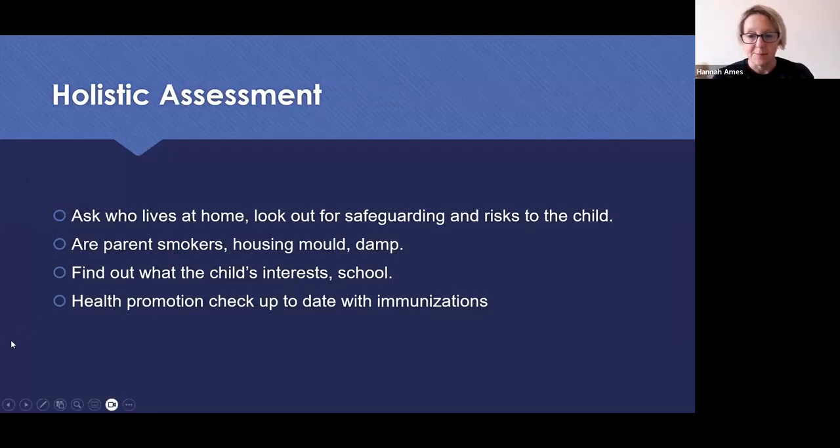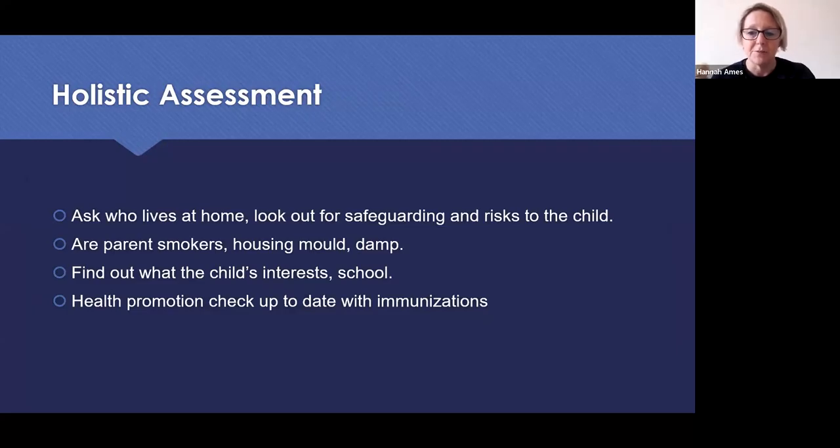In terms of your holistic assessment, so again, your focus here is going to be on the asthma. You want to find out, obviously, how many asthma attacks they're having. Like I said, are they using their inhalers? What's their inhaler technique like? Are they using a spacer? Are there any triggers? And then we want to look at some of those psychosocial issues as well. So just considering, who's living at home with that child, look out and be aware of any safeguarding risks, okay?